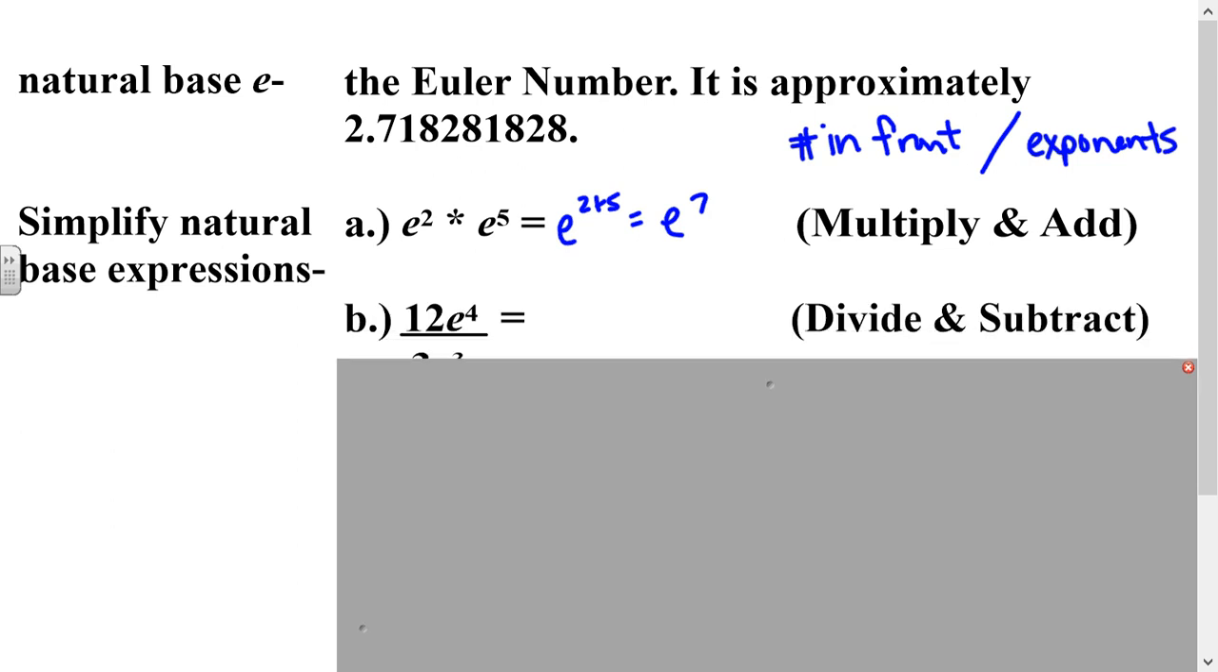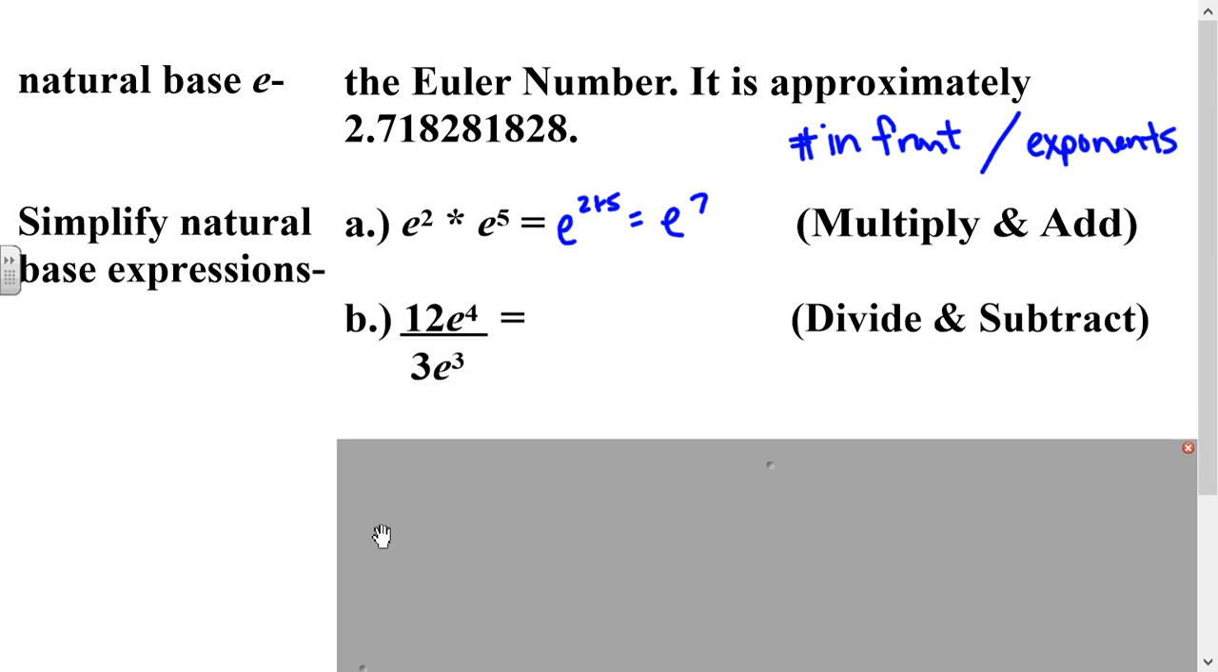Now when we divide, we divide the numbers in front, the coefficients, and we subtract the exponents. So 12 divided by 3 would be 4, and 4 minus 3 would be 1, which would be like e to the first. So the answer would be 4e. So you're going to multiply and add, divide and subtract.